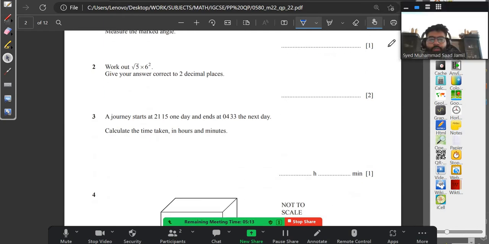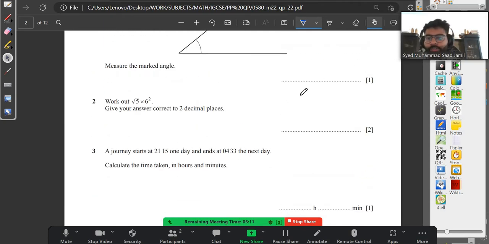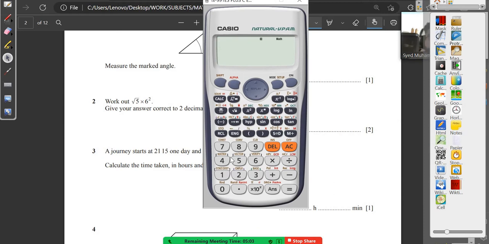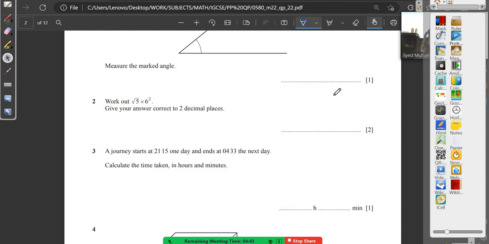No, sir. Alright, moving on to our second question. It says work out under root 5 multiplied by 6 squared. You just open the calculator like this and just write under root 5, then give a gap, multiply by 6 squared. So you press SD, you get an answer of 80.49, which you can write as 80.5.